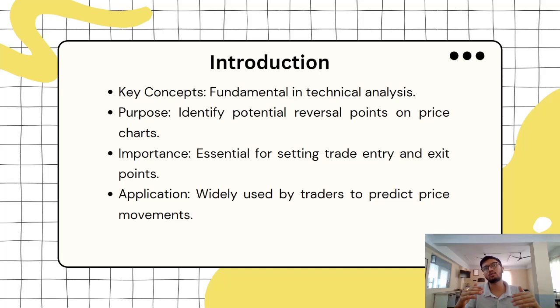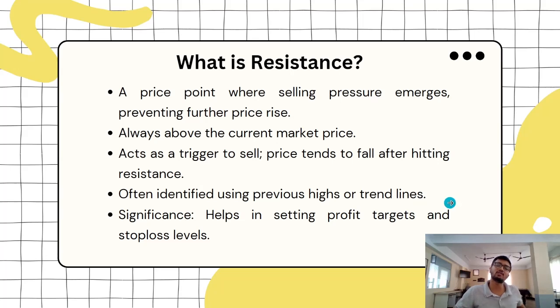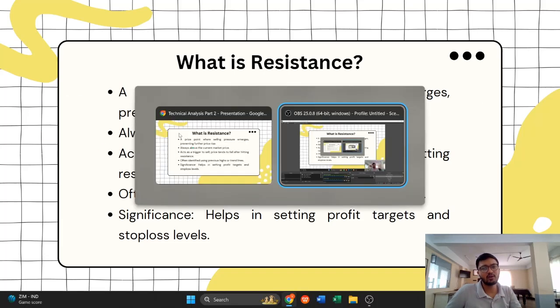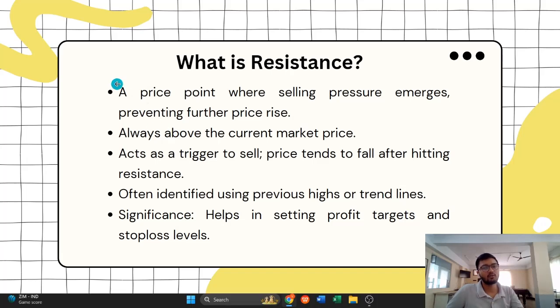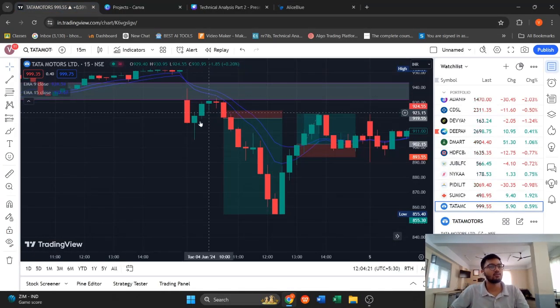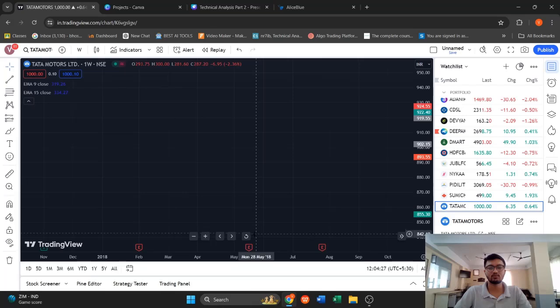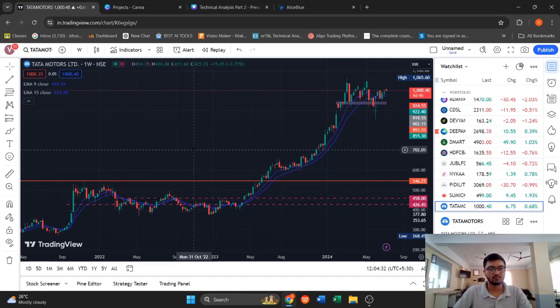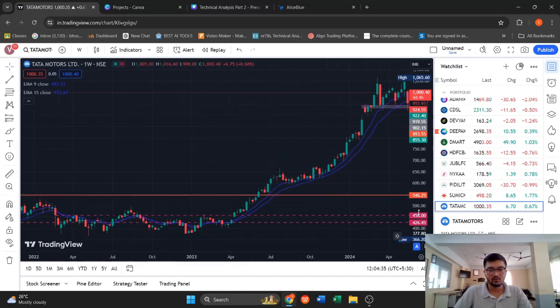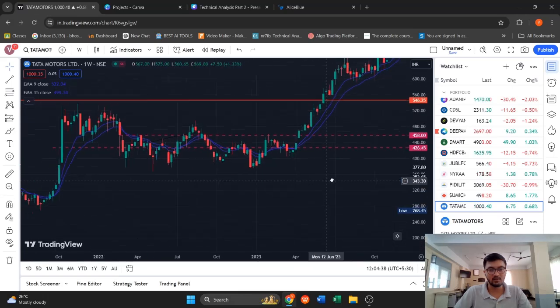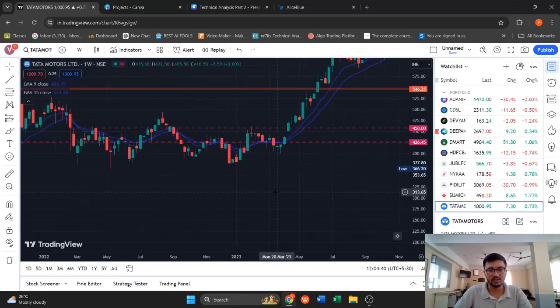Okay, this is a support, this is a resistance, how am I going to plan a trade, how are you going to set up a trade. So first, let's look at the resistance part. A price point where selling pressure emerges, preventing further price rise. So again, we'll go to TradingView for a better look. I'll just open a weekly chart of Tata Motors. So yes, in this particular year, I have already marked the resistance point.